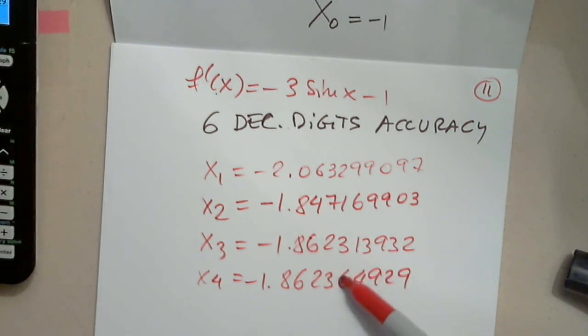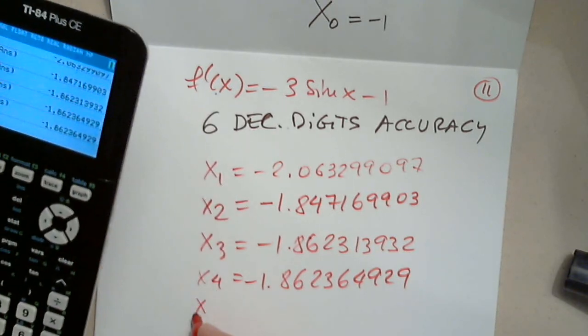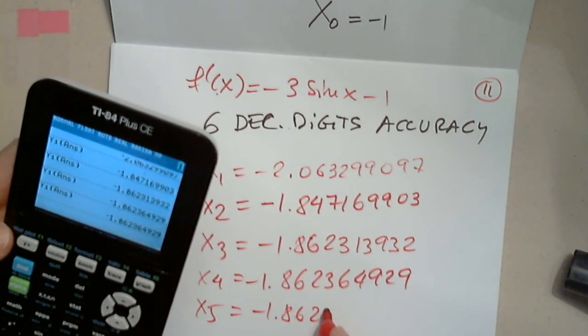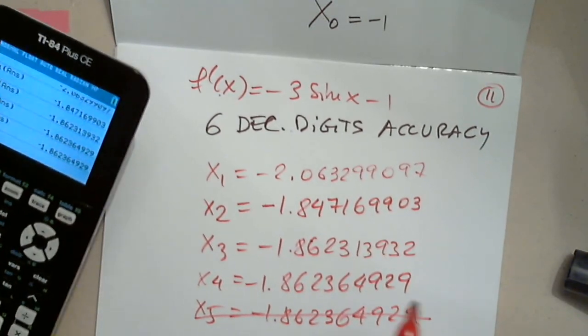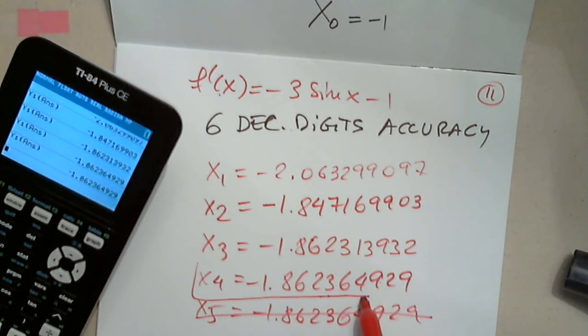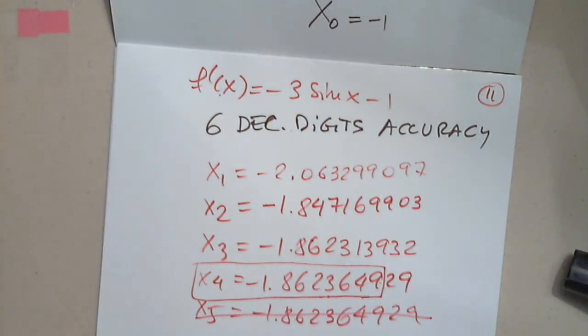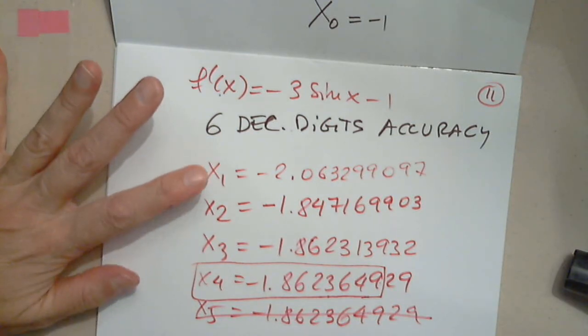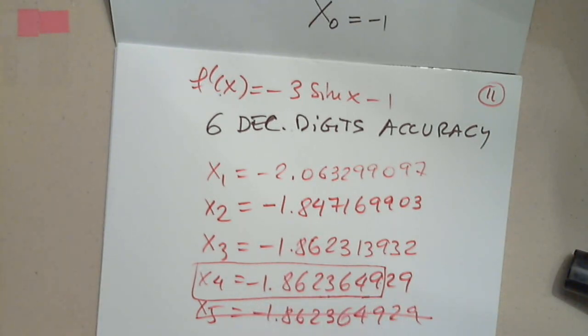They're not repeating, only 4 are repeating, so I have to go one more. So x5, negative 1.862364929, which is identical. So that's all I need. If I want to include this, because it's higher or I round up, it doesn't matter. So we found in 1, 2, 3, 4 iterations, 4 steps, we found a solution of the equation with basically 8 digits accuracy.